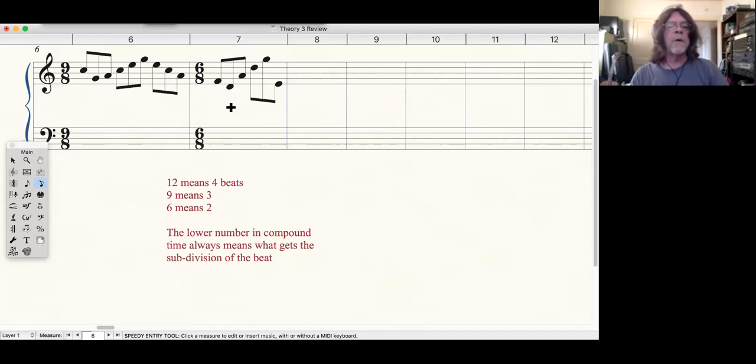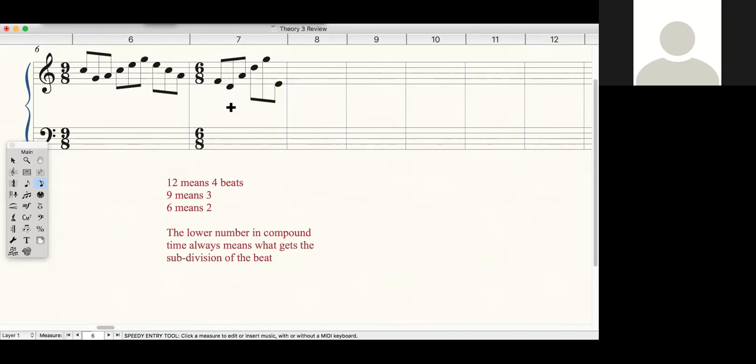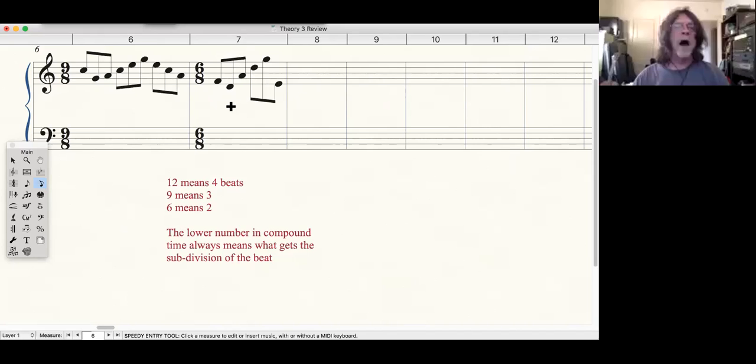And remember how we were talking about compound time only gets 2 beats? Strong beat and a weak beat. Here we go: 1 and 2 and 1 and 2 and. The only difference between 6/8 and cut time, I might have said compound time, I meant cut time, 2/2, is what gets the subdivision of the beat. In 9/8, we have 1 strong beat and 2 weak beats. 1 and 2 and 3.